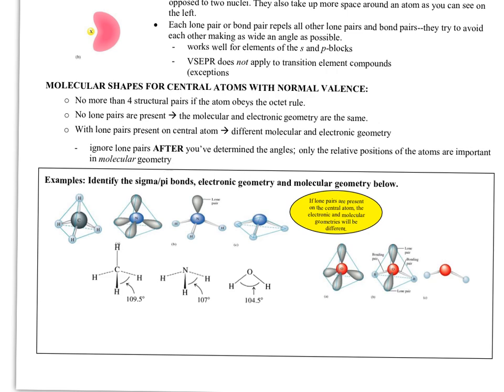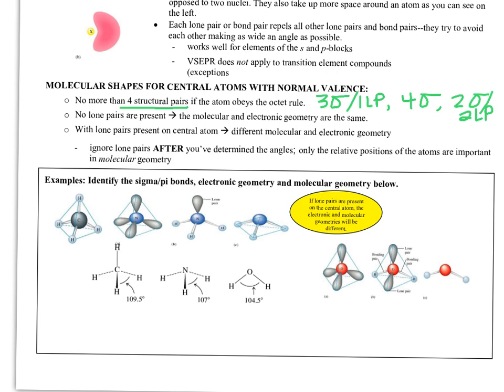When you have normal valence, we would have no more than four structural pairs. That means I can have, let's say, 3 sigma bonds and 1 lone pair, right? Or I could have 4 sigma bonds, like a tetrahedral. Or I could have 2 sigma bonds and 2 lone pairs, whatever it is. So you've got 4 things around the center, as long as the atom is obeying the octet rule.